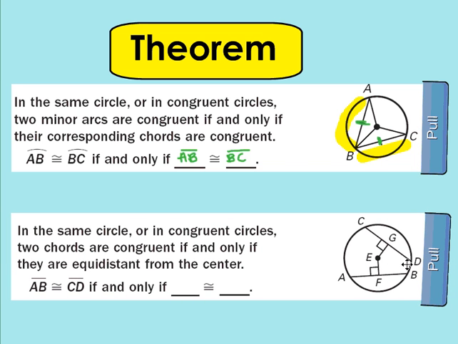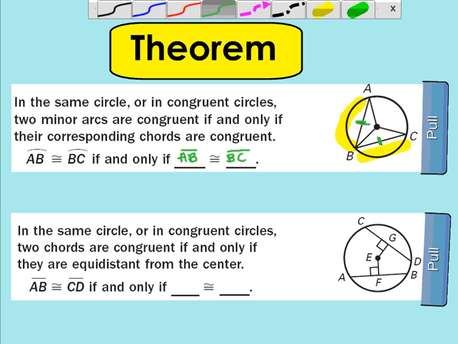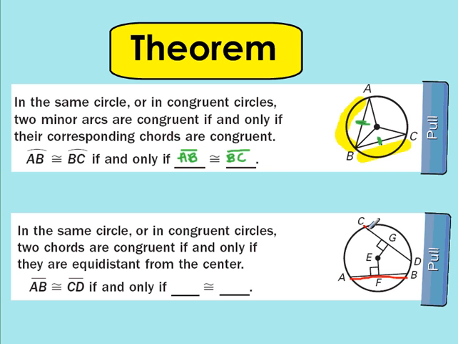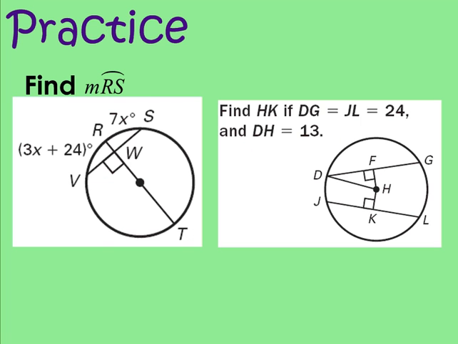And finally we have, if in the same circle or congruent circles, 2 chords are congruent only if they're equidistant from the center. So I can say here that these chords AB and CD can be congruent only if these distances are the same. So we'd have to see that EF is congruent to EG. And remember that the way we measure the distance from a point to a line is that they have to be perpendicular to one another.